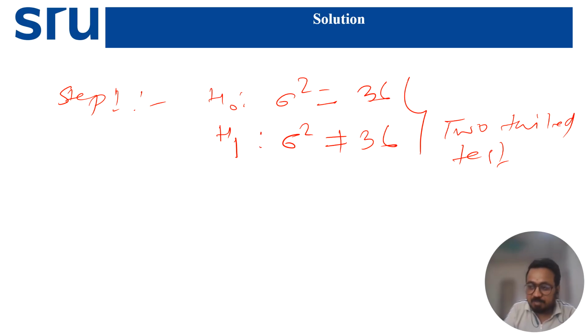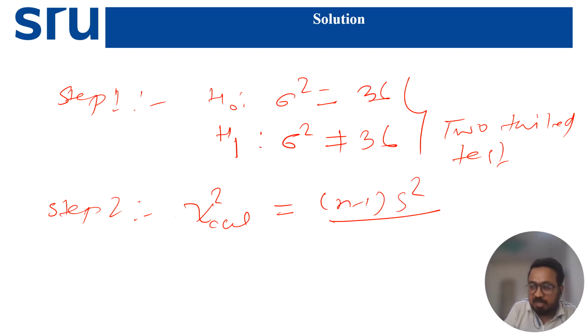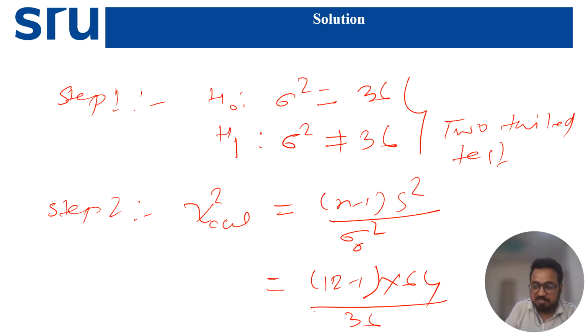Now in step 2, we will find the value of chi-square. The chi-square calculated value is equal to the formula n minus 1 into s square by sigma naught square. Here sigma naught square is equal to 36 and n is equal to 12. So this is equal to 12 minus 1 into 64, s square is 64, by sigma naught square equal to 36. So this is equal to what?